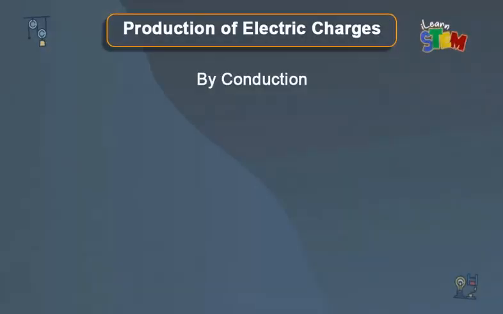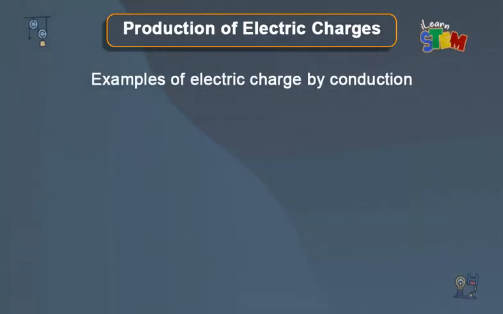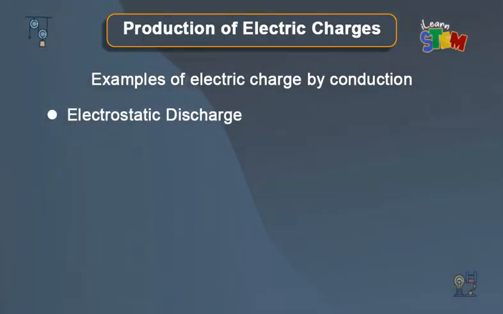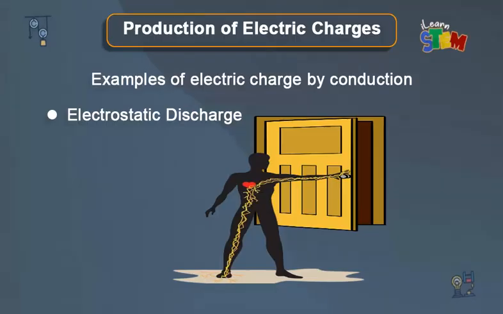By conduction. Producing electrical charges through conduction involves the transfer of electrons from one object to another through direct contact. Some examples are electrostatic discharge. When a charged person touches a conductive surface, like a doorknob, the charge can flow from the person to the surface, resulting in a small shock. This is common in dry environments, where static electricity builds up.